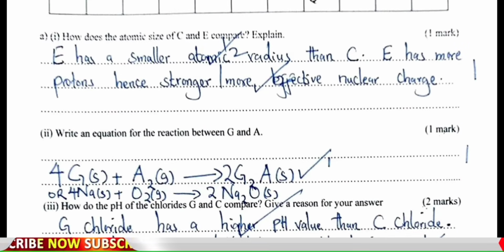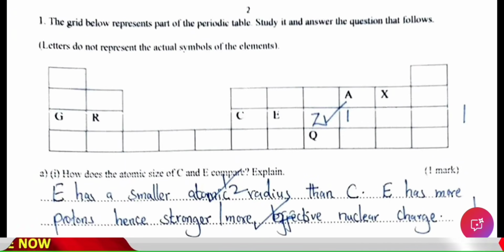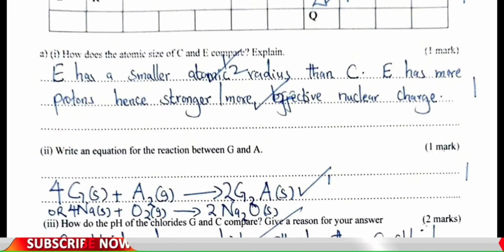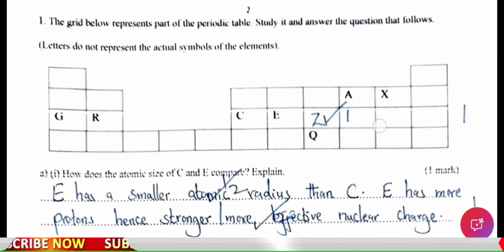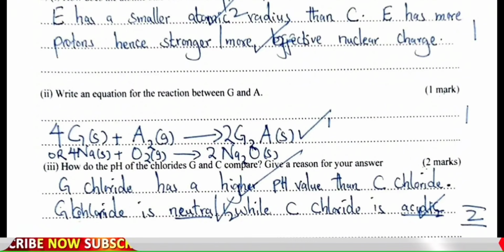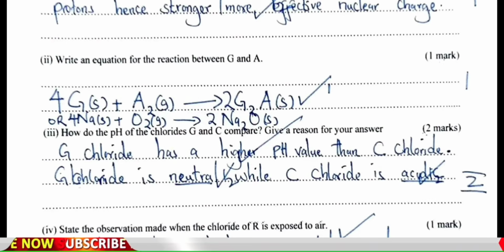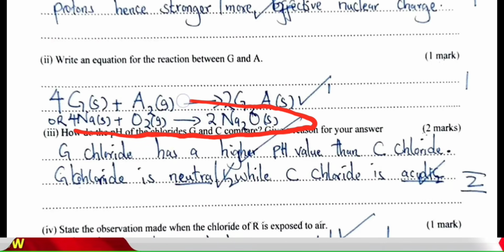2. Write an equation for the reaction between G and A. Where is G? G is here, and then we have A there. So the equation for that is you take 4G plus A, where A is a gas, you know that. Then we form 2G, 2A, as you can see there. Or if a student wrote the equation for sodium and oxygen, then they would also get that particular mark.